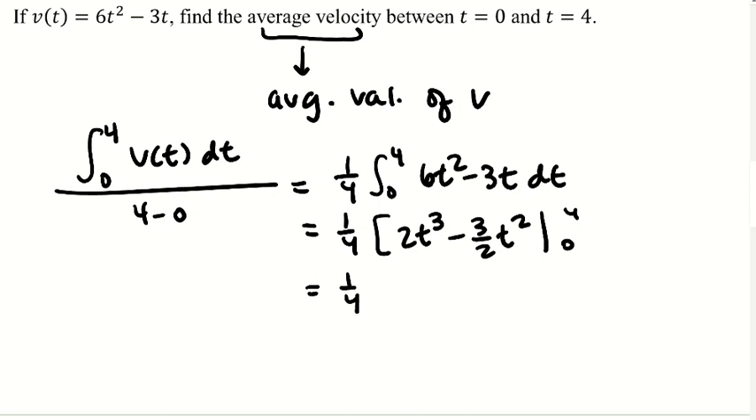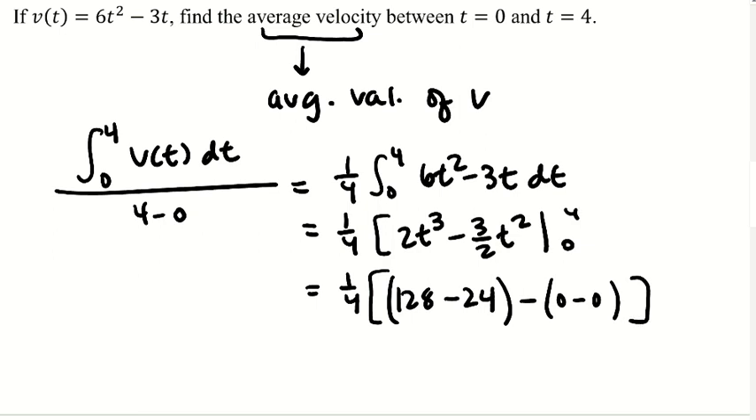1/4 of, okay, 4 to the third is 64, 128. 4 to the 2 is 16. 1 1/2 16s would be 24. And then when I plug in 0, I'm going to get 2 zeros. So that's going to be 1/4 of 104. And that seems like it would be 26.